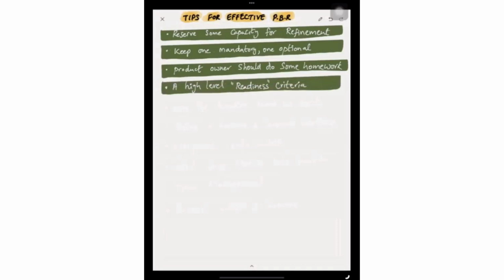And then product owners should do some homework before coming to the product backlog refinement, like clearly defined acceptance criteria, any functional dependencies identified, a rough UI is available, like that. A high level readiness criteria is defined. Some teams use definition of ready. We have published an article on our website, www.learnovative.com, under the resources section, blog section. You can go through that.